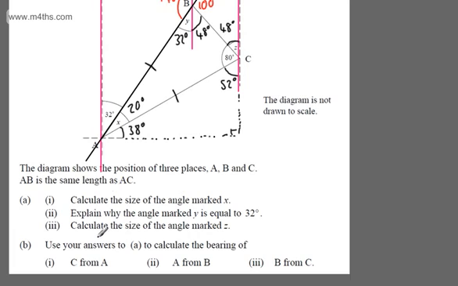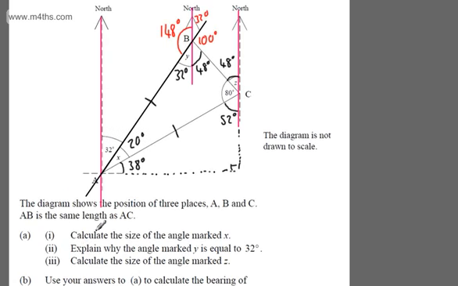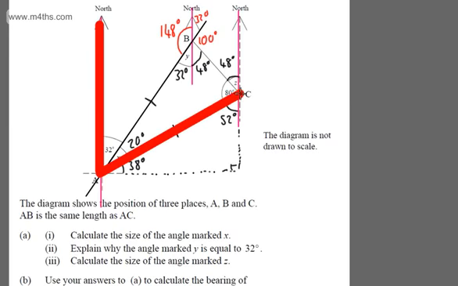Okay, in part B, we need to use our answers in A to calculate the bearing of C from A. So here is C and here is A. So what we want is the bearing of C from A. Now what I'm going to do is put the lines back on here to show you exactly which one that is. It's this bearing right here, C from A. So this is my north line and I'm interested in that one.